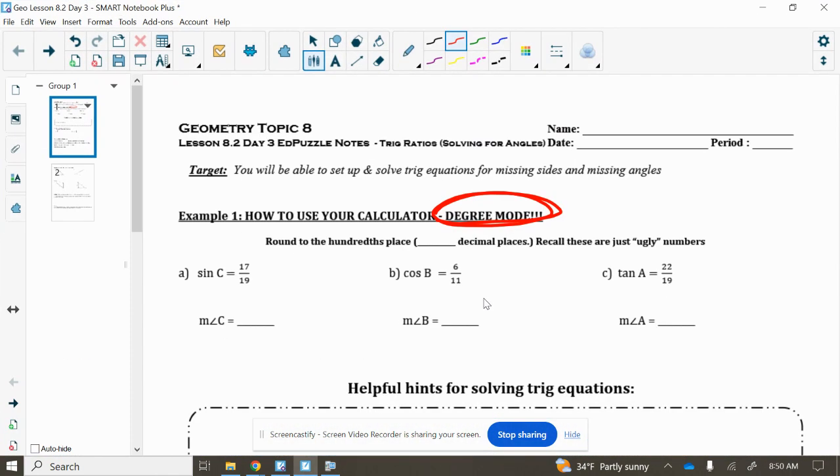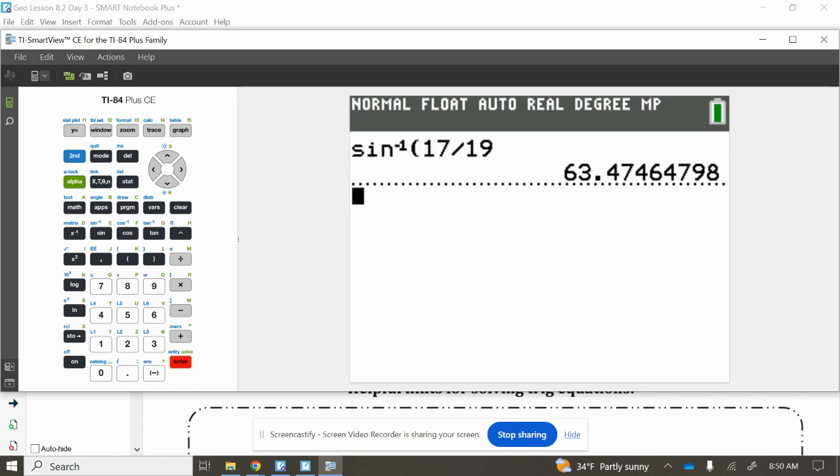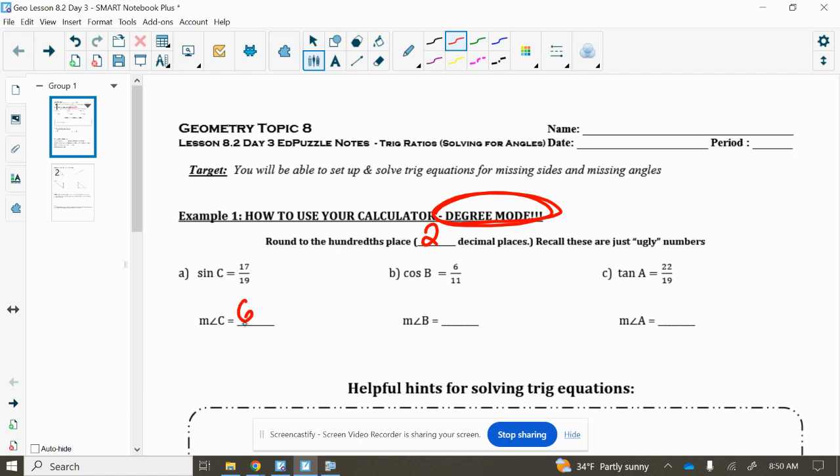Now with that, we can use our calculators to round. This time we're going to go to the nearest hundredth, so 2 decimal places, using these different pieces of info. On this first one, we have sine of C is 17/19. So what we do is we hit the second button, sine, and this is going to allow us to type in that ratio, 17/19, so that we can solve to get 63.47 degrees.